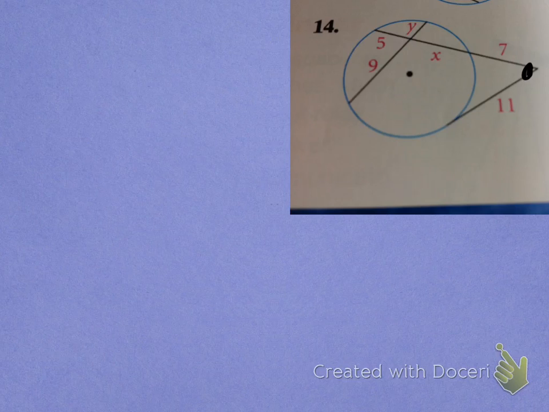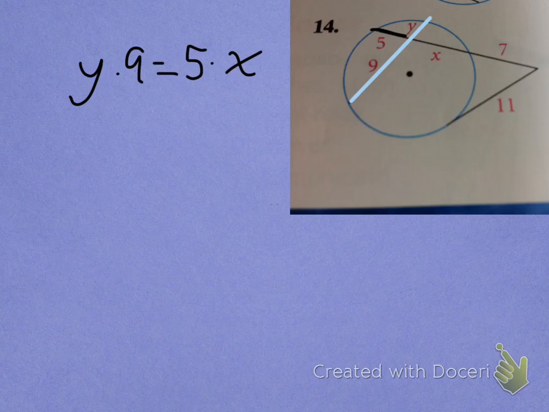You want to look at those, because those are the ones that this theorem applies to. If I chose this middle one and look at the lengths from that point, I have y times 9 equals 5 times x, right? Because this length and this length are along the same line. It's just a direct application of our theorem. But that leaves me with two variables, which I don't want. I don't want two variables in one equation, because then I can't solve for anything. So that's actually a bad option to start with.